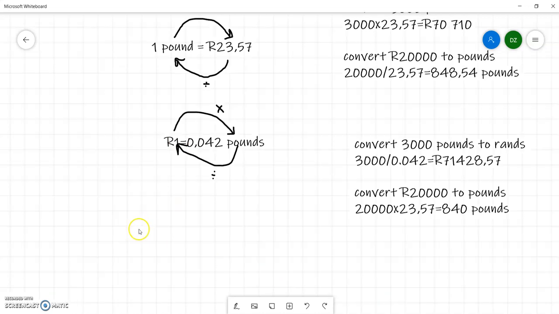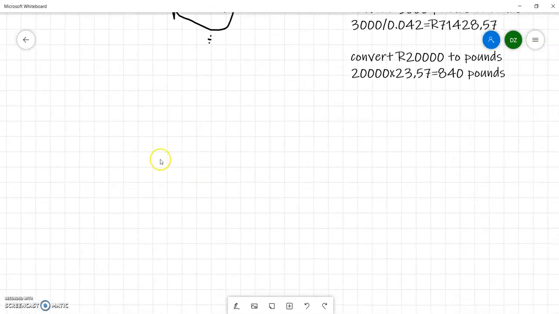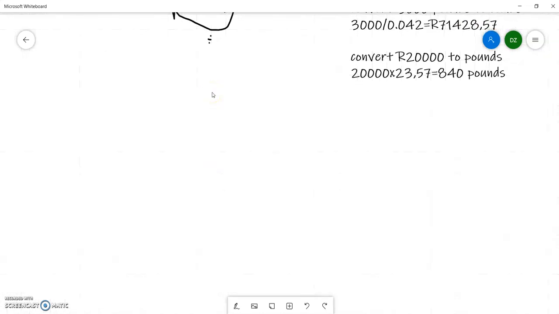So the questions that come with exchange rates, these are all the basic ones. A lot of them have to do with petrol and oil and sometimes inflation, so you would use compound interest. So it's a lot of just logical thinking.